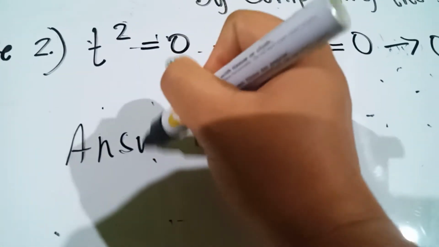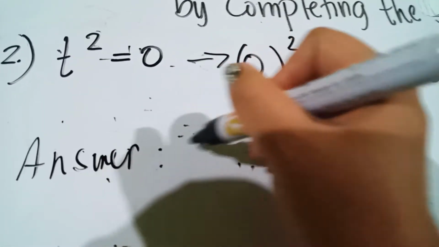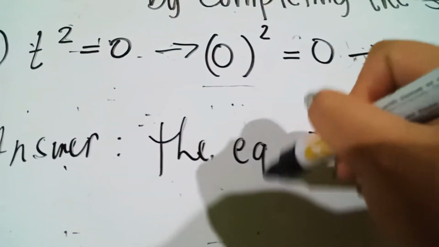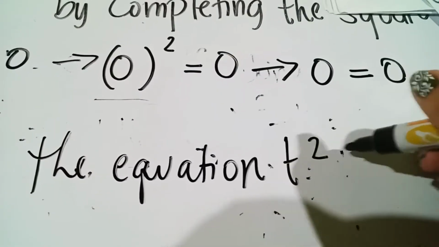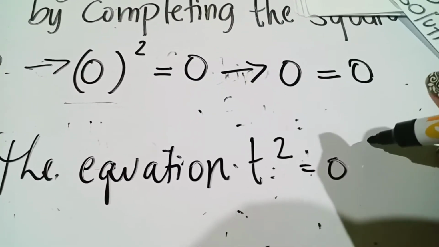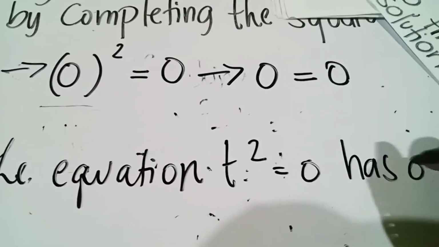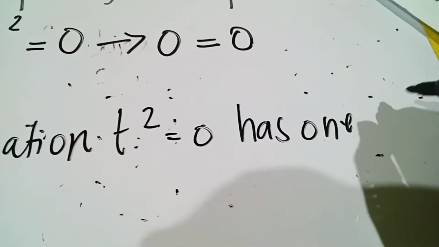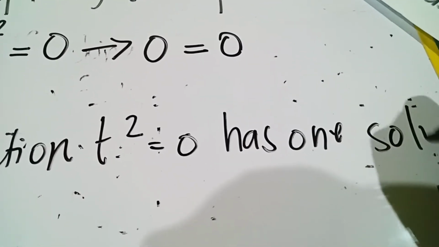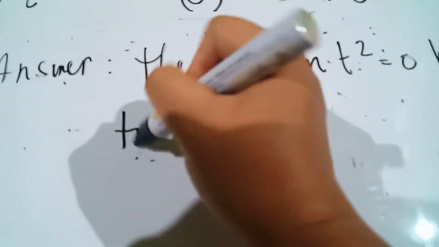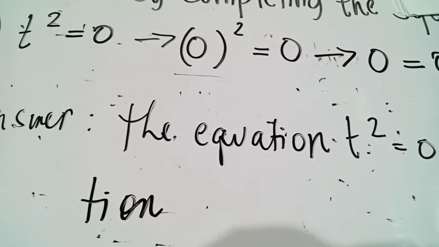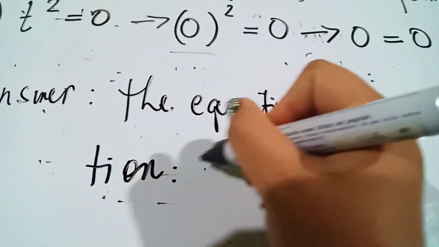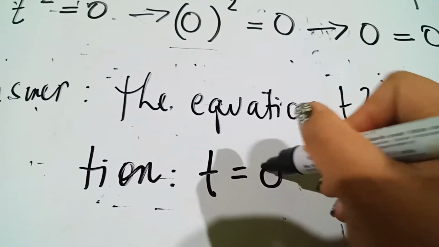Of course. So, therefore, the answer will be the equation t squared is equal to 0 has one what? Has one solution. At ano yung solution niya? At ang kanyang solution is that t is equal to 0.